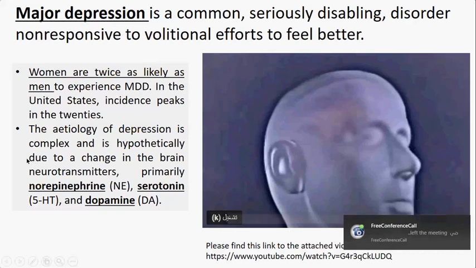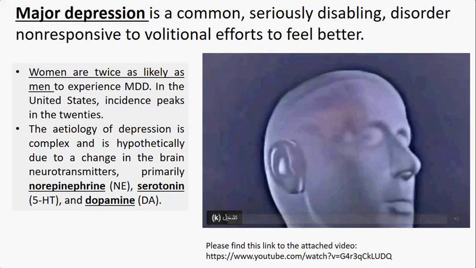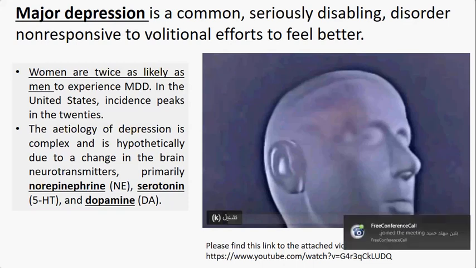And the most important neurotransmitters usually related to the development of major depressive disorder are serotonin, which we will refer to throughout the lecture as 5-HT. Students, pay attention, its symbol is 5-HT. And also norepinephrine, NE, and the other neurotransmitter that plays a role in this disorder is dopamine.